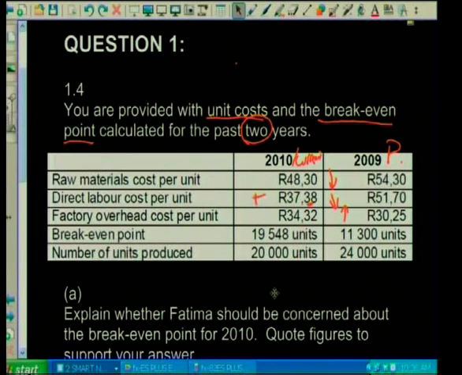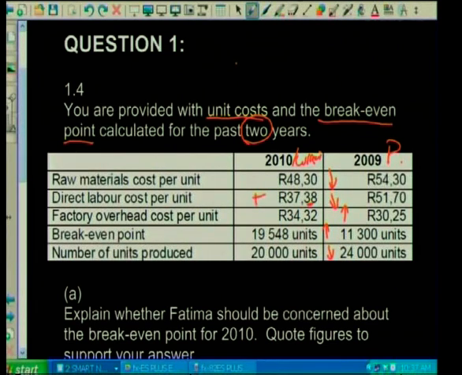19,548 units must be manufactured to break even in 2010. In 2009, it was 11,300 units. So the break-even point has somehow increased. It's gone up. And then the number of units produced: in 2009, the business was manufacturing 24,000 pairs of shoes. In 2010, it has decreased to 20,000 units.